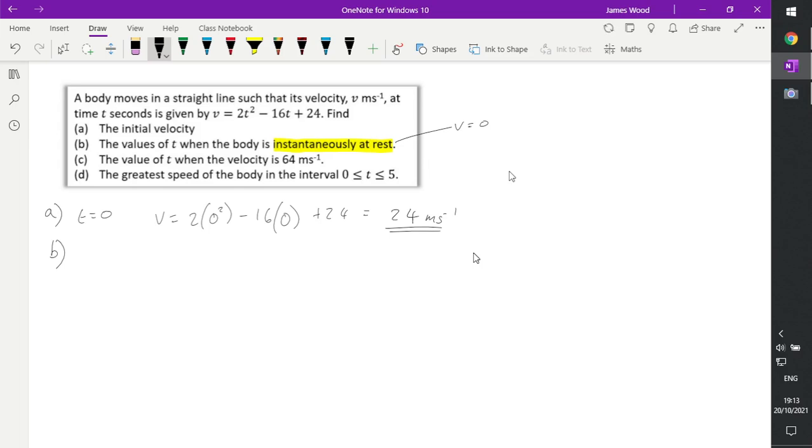This is a bit like in suvat when we did those problems where you threw a ball in the air and then it came back down. And we talked about how at the top of the arc, the velocity was 0. It's that sort of idea. So we want to solve, where does the velocity equal 0?